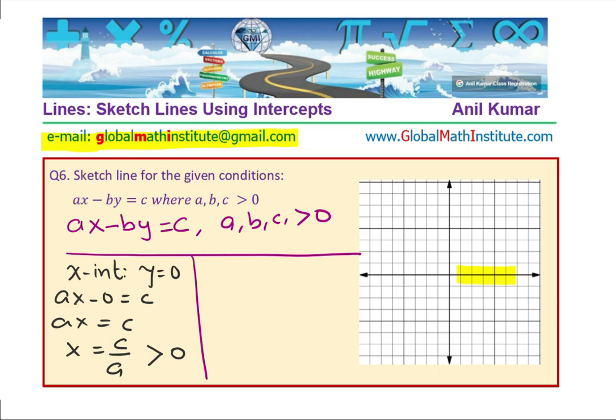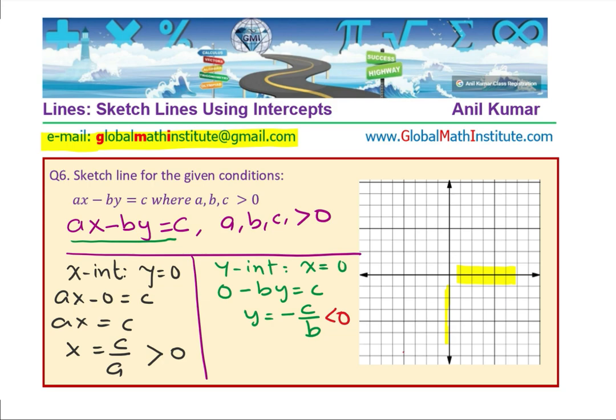Now let's look into the y-intercept. For finding the y-intercept, we'll put x equals 0, right? In this particular equation, x is 0 means 0 minus by equals c. So y will be equal to minus c over b. Now since all are positive and we have a negative here, we clearly see that this is going to be negative, less than 0, right? Since the y-intercept is less than 0, it will be somewhere on this side. So the line is mainly going through quadrant 4, right?